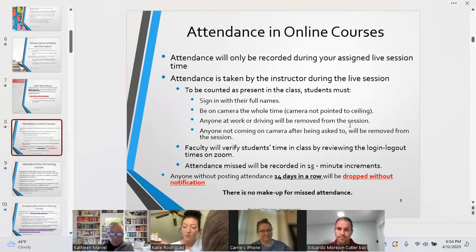Attendance. What questions do we have about attendance from last term? You come to class 5 minutes late, you're going to get docked 15 minutes. You come to class 35 minutes late, you're going to get docked 45 minutes. It's done in 15-minute increments. If you're chronically late, that's going to add up throughout the term.